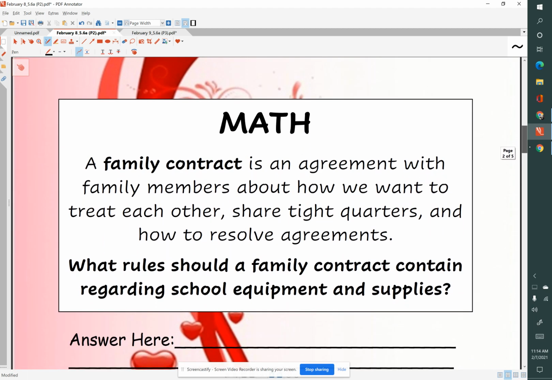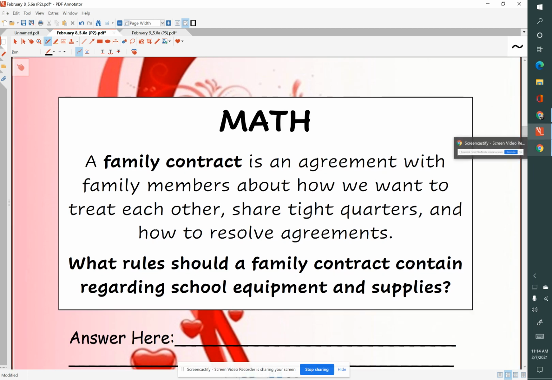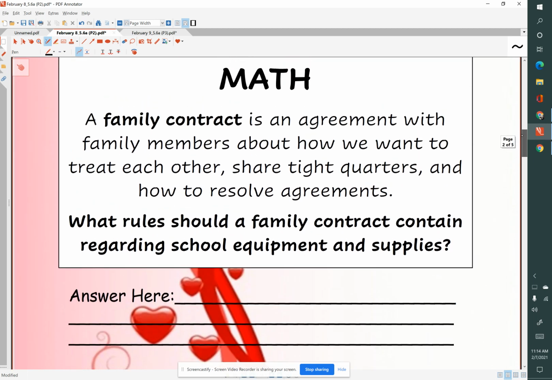So for the Monday students, period 2, our do now is the following. A family contract is an agreement with family members about how we want to treat each other, share tight quarters, and resolve agreements. What rules should a family contract contain regarding school equipment and supplies? So you're going to have a don't touch my stuff rule, stay away from my dry erase markers and my whiteboard. Perhaps my Chromebook is not to be used for movies. I want you to think about that.